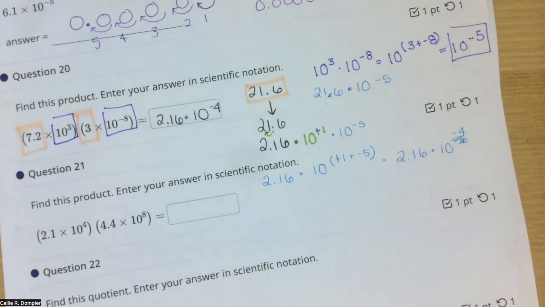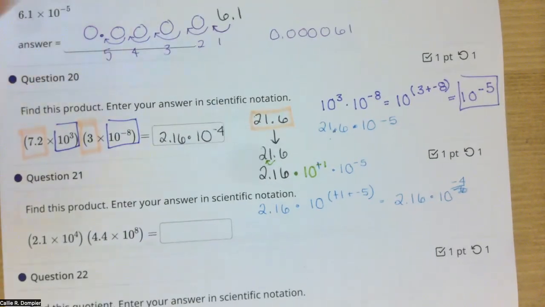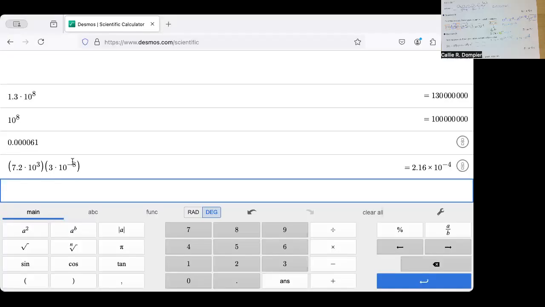All right, and I know you guys don't all have these scientific calculators, but you do have the Desmos scientific calculator. You don't all have the graphing calculator I'm using, but you do have the Desmos calculator. And when I just put in exactly what the problem gave me, the answer was 2.16 times 10 to the negative fourth, which is the correct answer. Okay, so you're welcome to do that anytime.